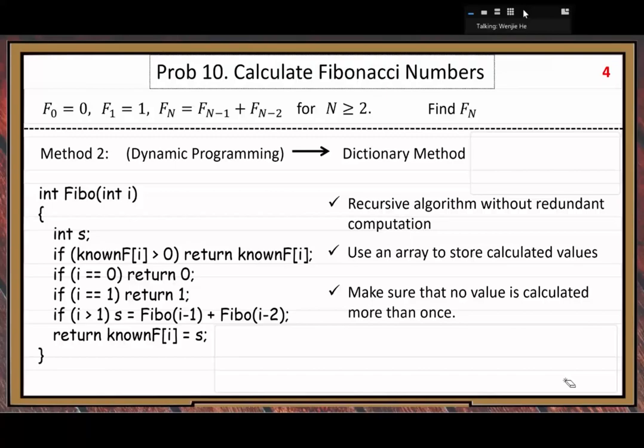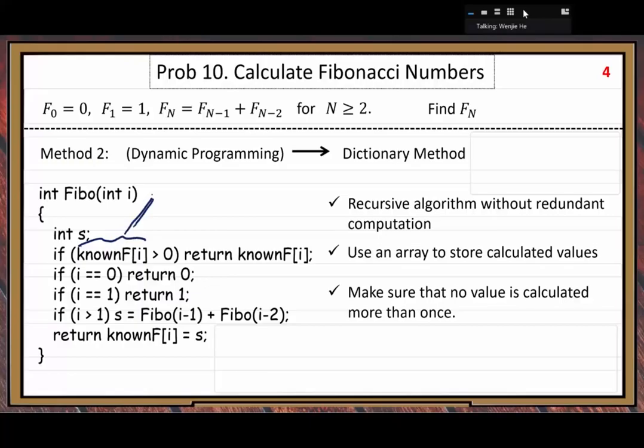First, this line: here we create our dictionary, which we call known f. From the name, we want to use this dictionary to tell us if the Fibonacci numbers are known or not. So how to define known or not? If known f of I has a value greater than 0, then it's known. Known Fibonacci. Because we initialize this known f array to 0 by default.